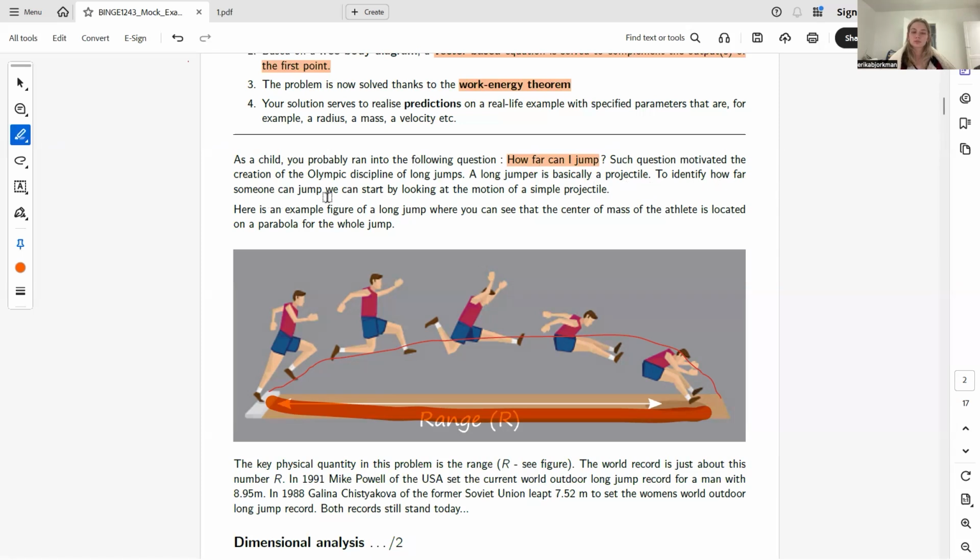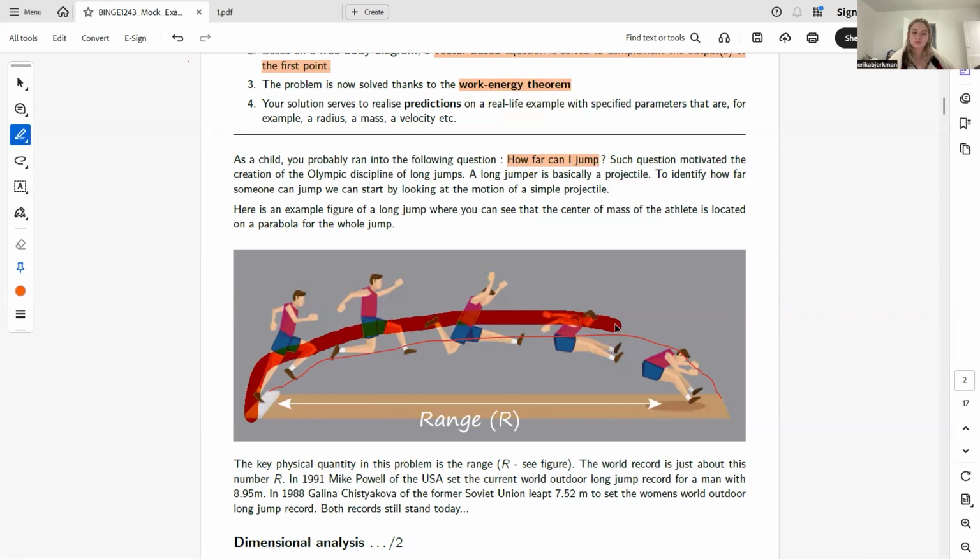To identify how far someone can jump, we can start by looking at the motion of a simple projectile. Here is an example figure for a long jump where you can see that the center of mass of the athlete is located on a parabola for the whole jump. So we can see that this path resembles a parabolic path, not having much height, a low height parabola you can consider.